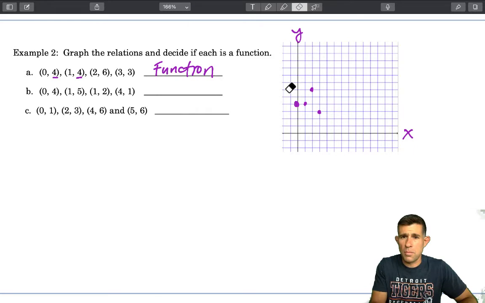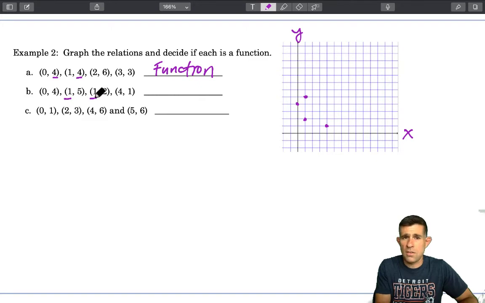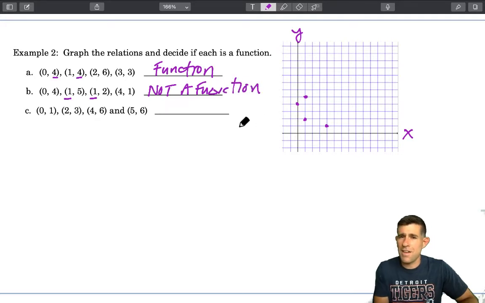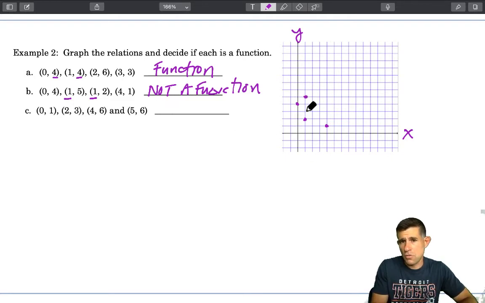Now I'm going to erase those points here, and we're going to graph the second one here. We have (0, 4), (1, 5), (1, 2), and (4, 1). So again, the same point, (0, 4), 1 over and 5 up, 1 over and 2 up, and then 4 over and 1 up. All right, now you can tell from the ordered pairs that there is a repeated x value here. So we're going to say that this is not a function. That is not a function. Now, the visual on this is that if you see here, you have 2 points that pass through the same vertical line.